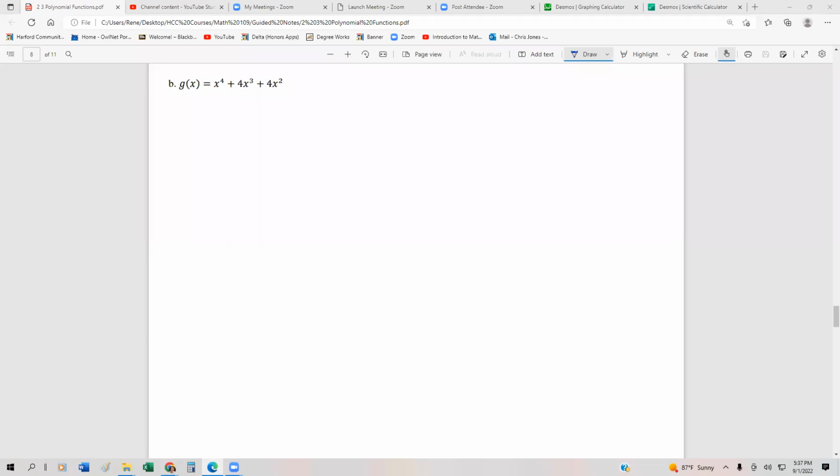A few more examples of graphing these polynomial functions by using our 6-step process. So the next one we're going to look at is x to the fourth plus 4x cubed plus 4x squared. Let's start by looking at the far left, far right behavior by looking at the degree. The degree of this polynomial is 4, which is even.